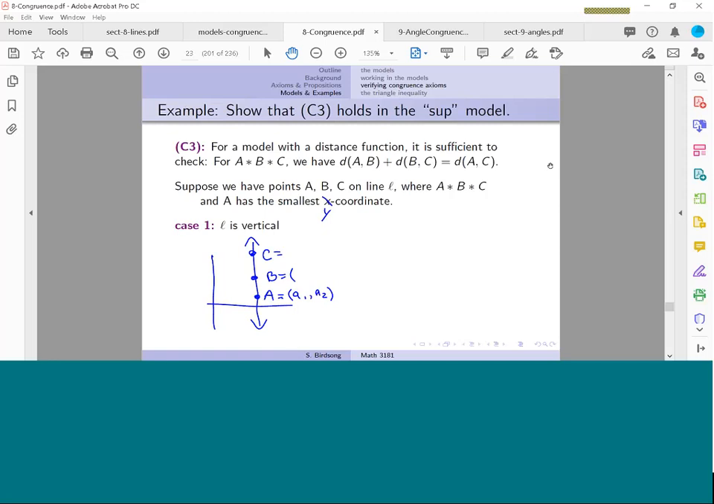Now, once you've decided that, what do you know about the x and y coordinates for point B? The x coordinate would be what? Any guesses? X coordinate of point B? Don't overthink it. Yes, it would be A1. We have a vertical line, so all of these x coordinates would be the same. They would not change.